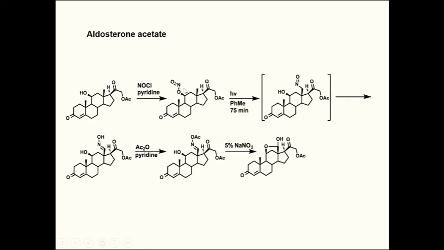This bond will break, so the nitrosyl radical will be separated and an oxygen radical will be there. This oxygen radical will abstract hydrogen from this CH3: alpha, beta, gamma and delta.